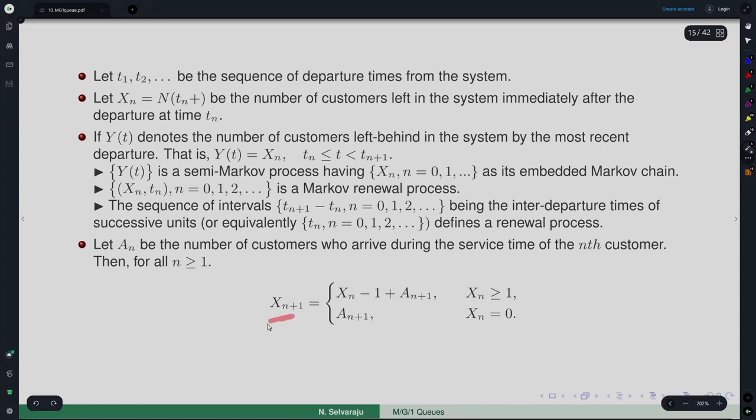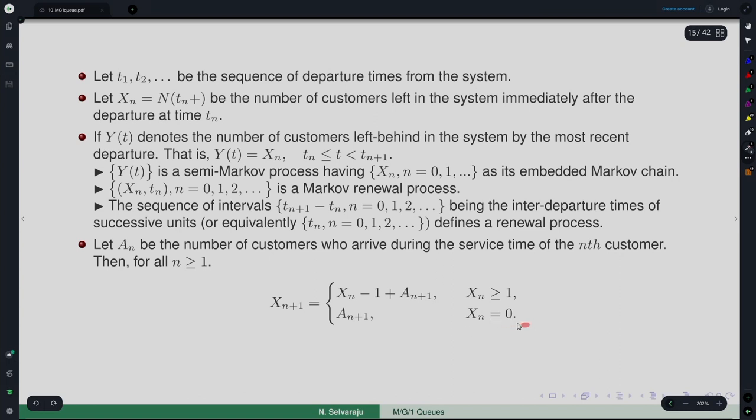Then if I look at what is x_{n+1}, I know it is the departure point system size. So, when the (n+1)th customer leaves the system, the number left behind can be written in terms of x_n and a_{n+1} as given here.